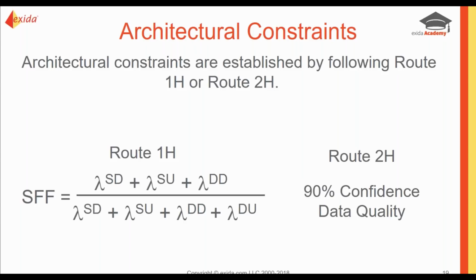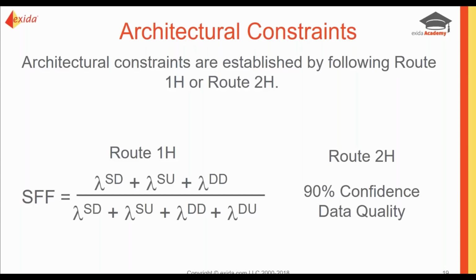When you are designing a SIF, you must comply with one of the specified charts in IEC 61508. There are two charts or two routes that you can take, either Route 1H or Route 2H. Both of these are defined and laid out in the standard.